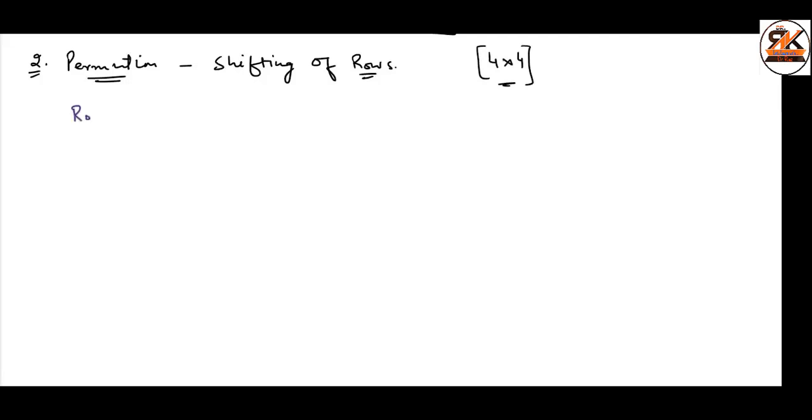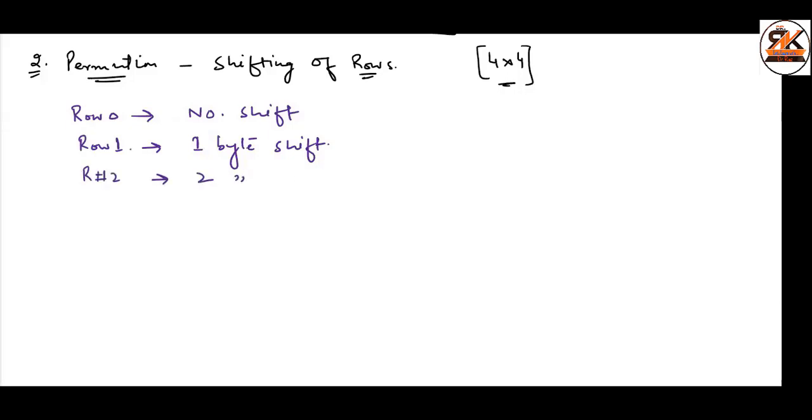For row 0, you need not do any shift. There is no shift. For row 1, in the state matrix, you have to shift by 1 byte. Similarly, for row 2, you have to shift by 2 bytes. And for row 3, you have to shift by 3 bytes. Okay, and the shift is towards left, and you have to wrap around the bytes. And when you go for the decryption process, you have to shift the rows towards right. The exactly opposite operation you have to do.